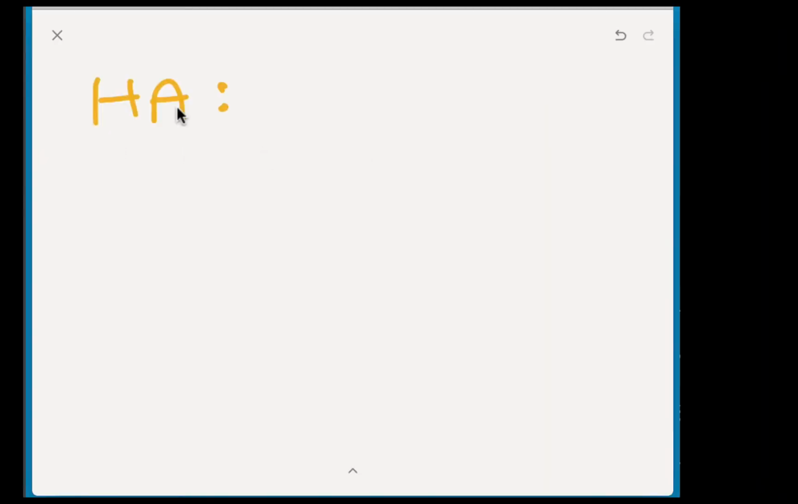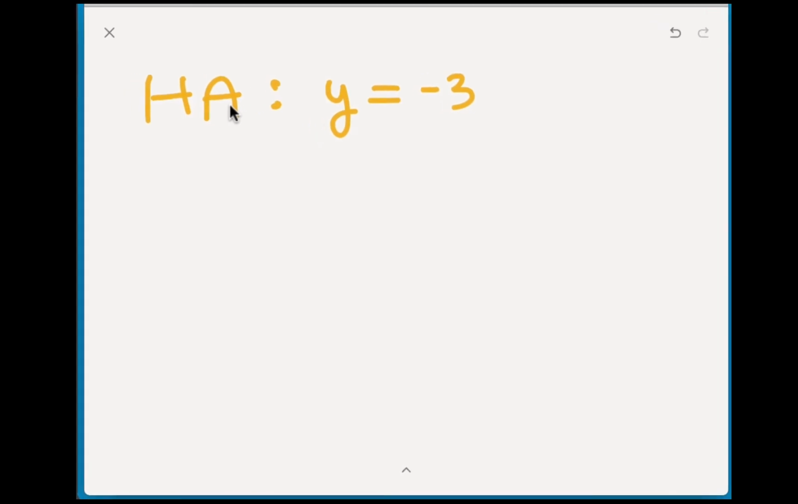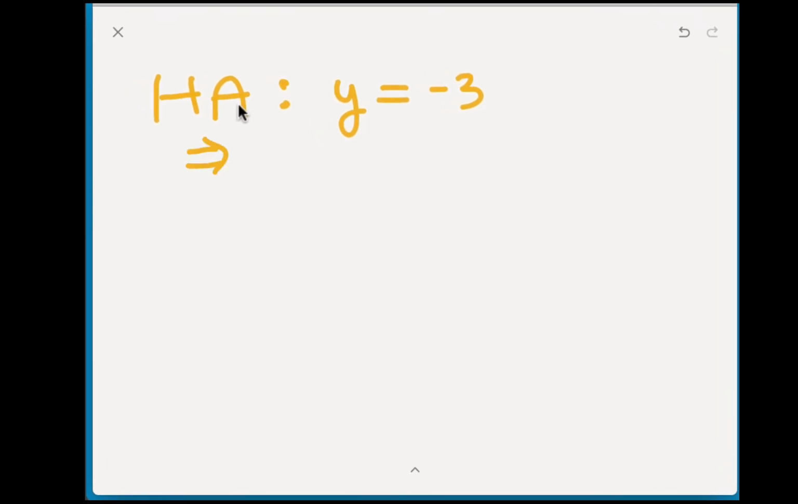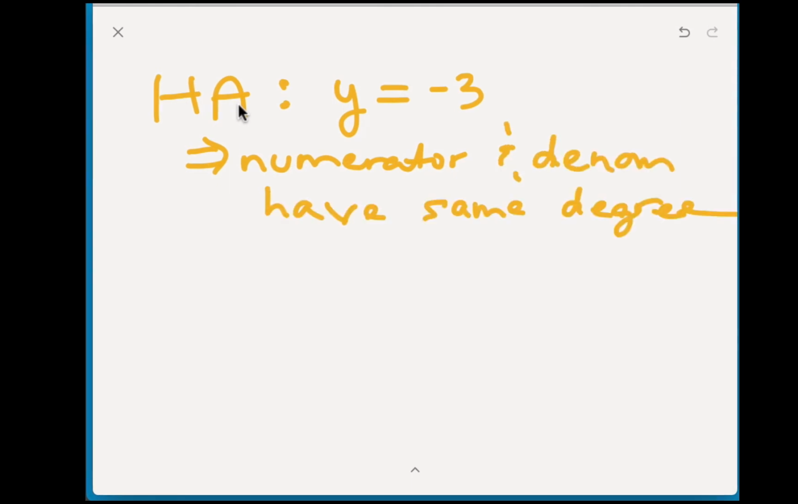So you know that the horizontal asymptote is y equals -3. So you had different rules that told you how to find your horizontal asymptotes, right? So you automatically know that the numerator and the denominator have the same degree. I'm going to go ahead and look at the vertical asymptotes. So the vertical asymptotes, it tells me they are x equals 2 and x equals -3.